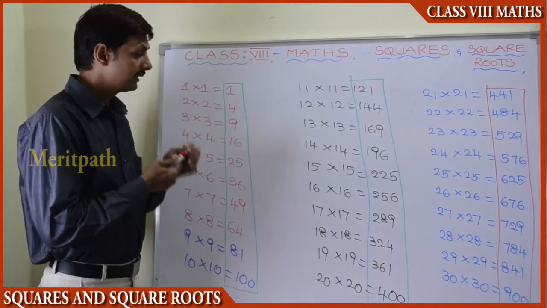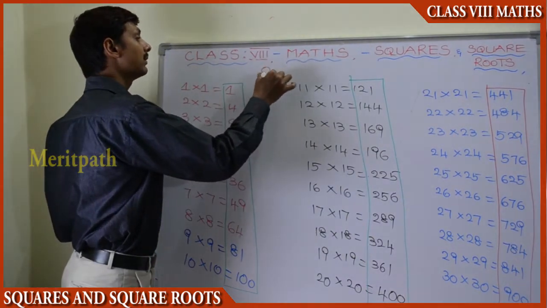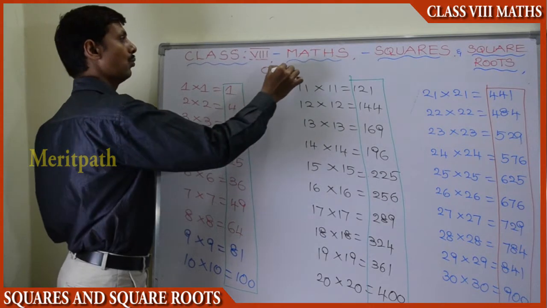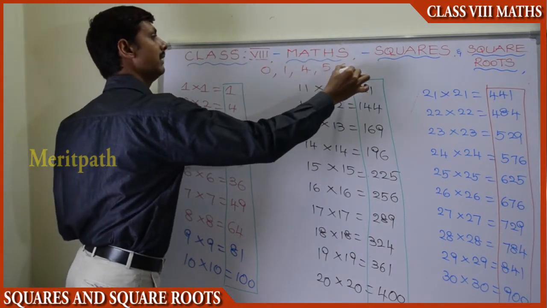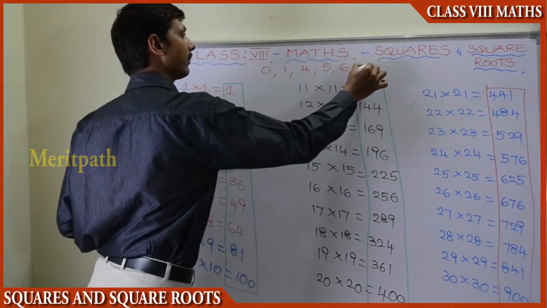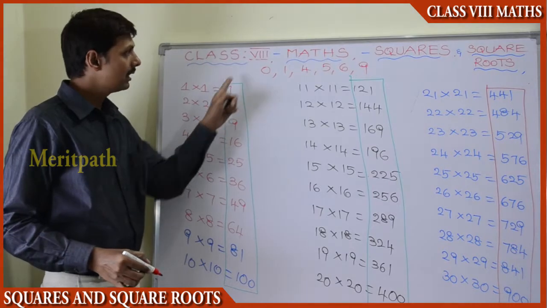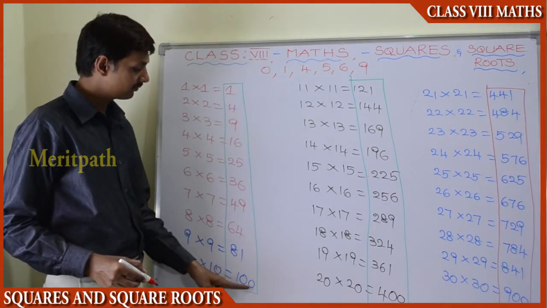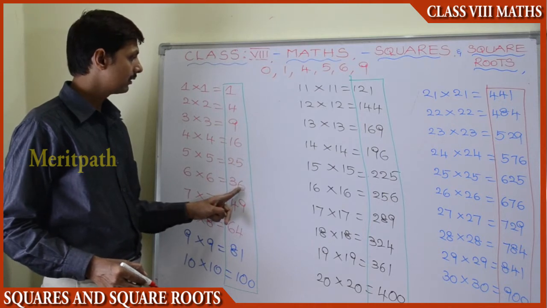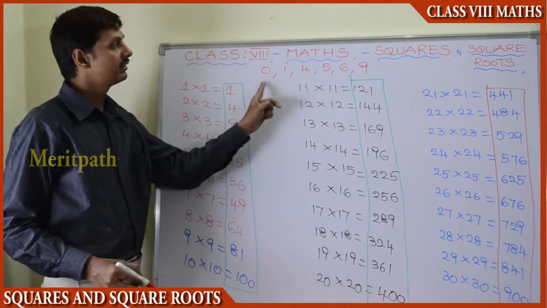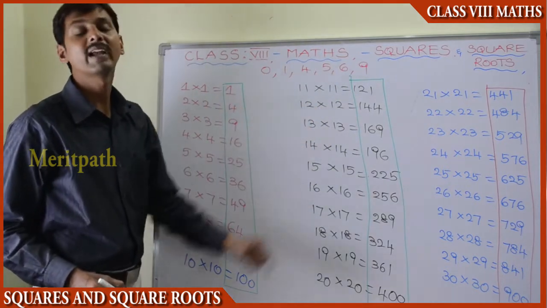Let's see which numbers are repeating. The unit digits of the square numbers are 0, 1, 4, 5, 6, and 9. These are the only digits repeating in all the square numbers.